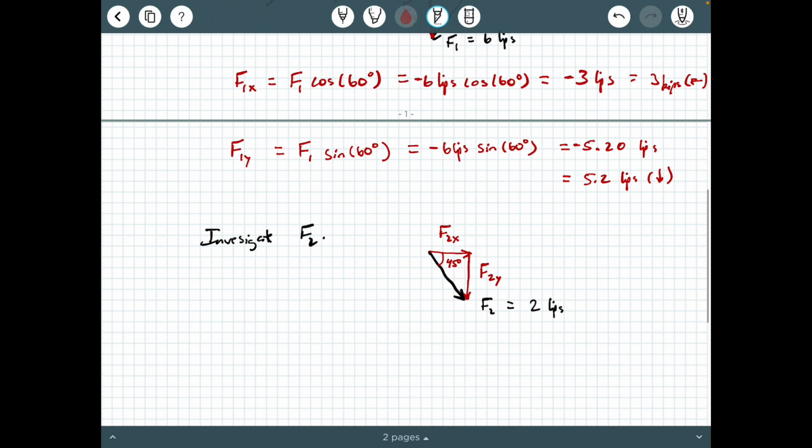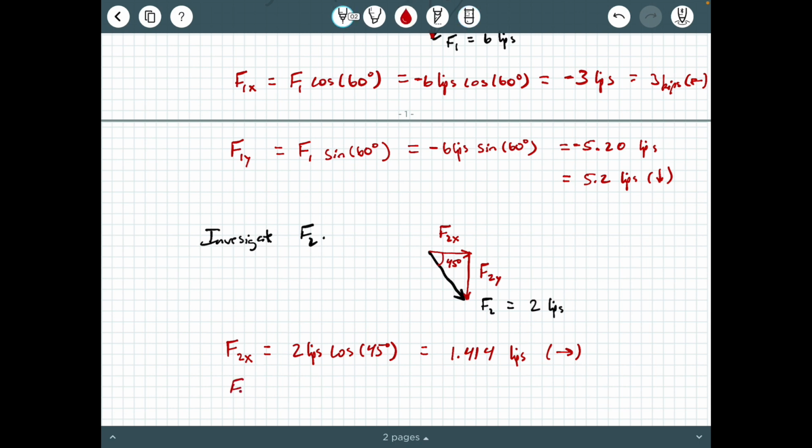And so in a similar way that we handled F1, we're going to say F2x is 2 kips times the cosine of 45 degrees. And let's see what that ends up being. 2 times cosine 45 is 1.41. And if you want to take it out one more decimal, 1.414 kips. Put those units there. And it's positive, or you could say it's directed to the right, okay?